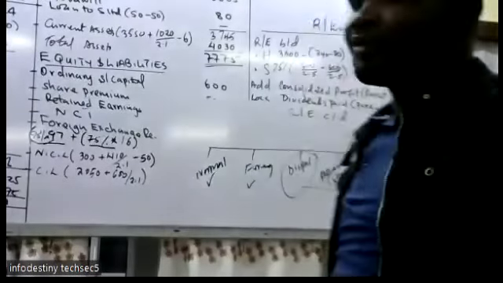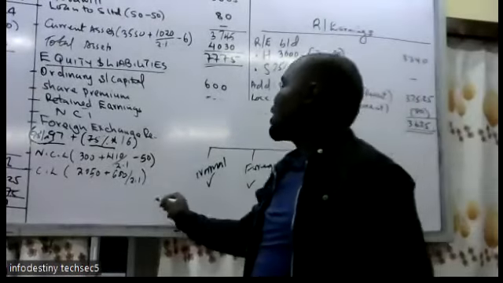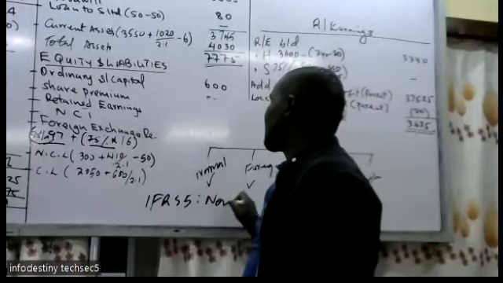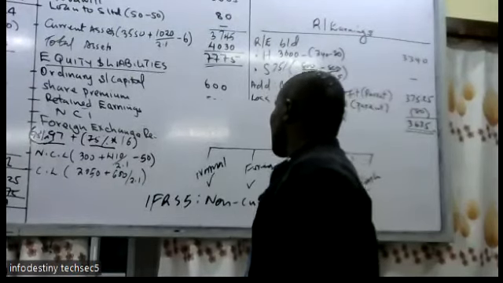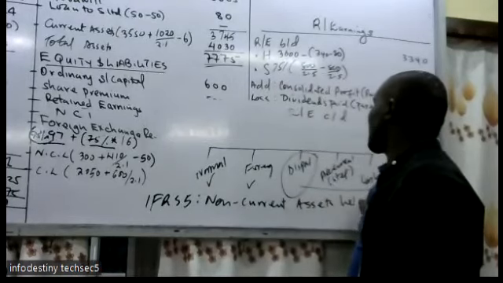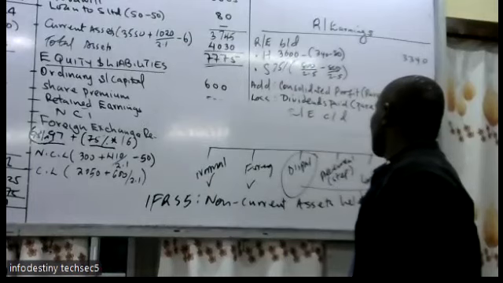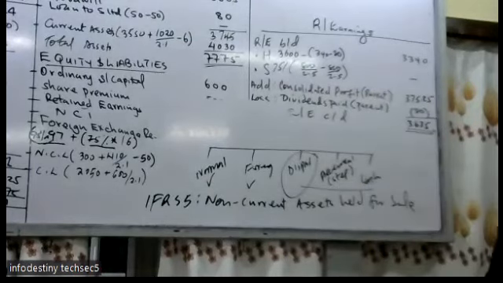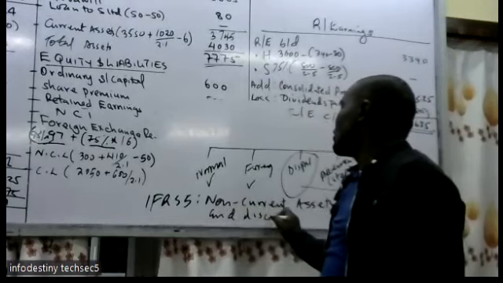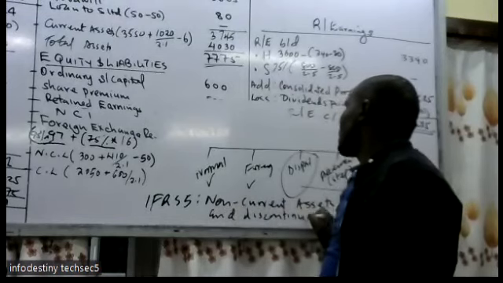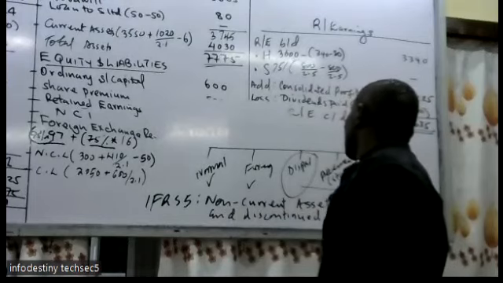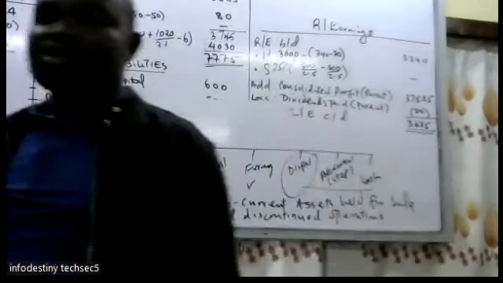IFRS 5, non-current assets held for sale, and discontinued operations.